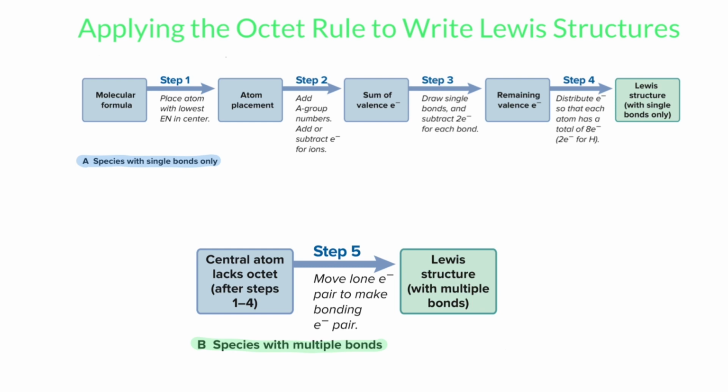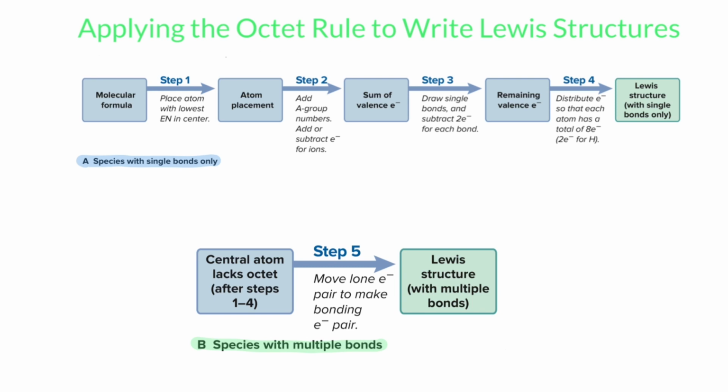Step 3, remaining valence electrons when you draw the structure. So how to calculate this remaining valence electron? Draw single bonds and subtract 2 electrons for each bond. Generally you will not understand this sentence, so I will explain with an example.